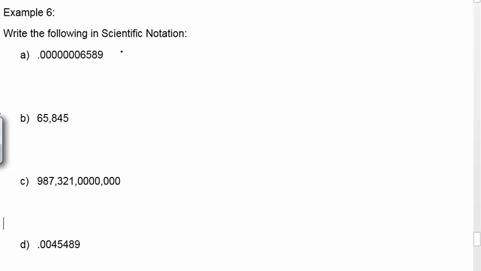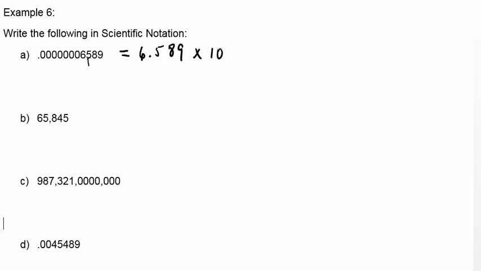So what we're going to do is move the decimal, in this case, between the 6 and the 5, because that will make the number 6.589. So we know that 6.589 is between 1 and 10. Now we're going to multiply that times 10 raised to a power. And the power is determined by how many places we had to move the decimal and in which direction we had to move the decimal.